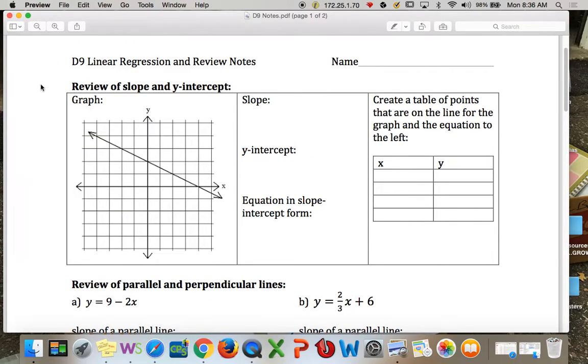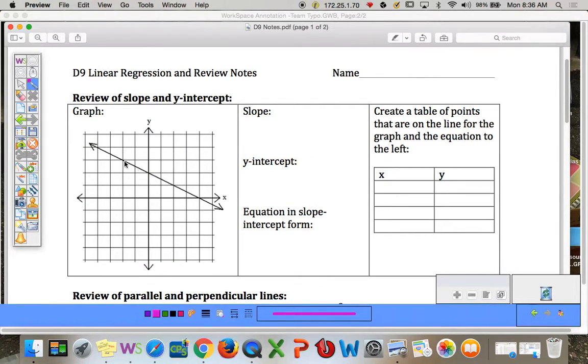Let's find the slope and the y-intercept. So the slope, you pick any 2 points on your line, and this line is going down from left to right, so the slope is negative, and it goes down 1 over 2. So here our slope is negative 1/2. The y-intercept is the starting value, or it's the point when x is 0 on the y-axis. So here our y-intercept is 2 because we go up 2.